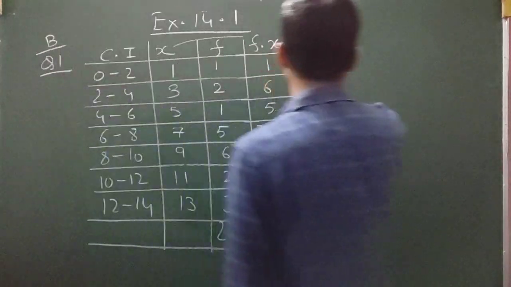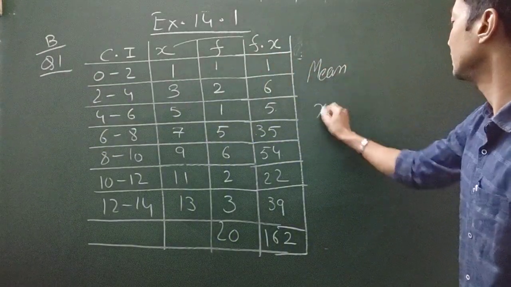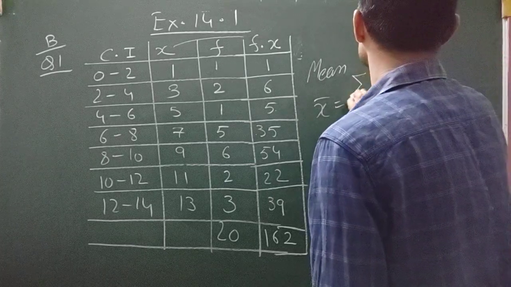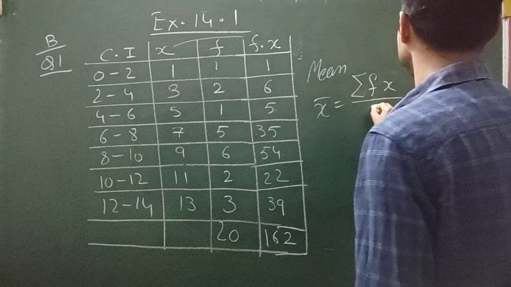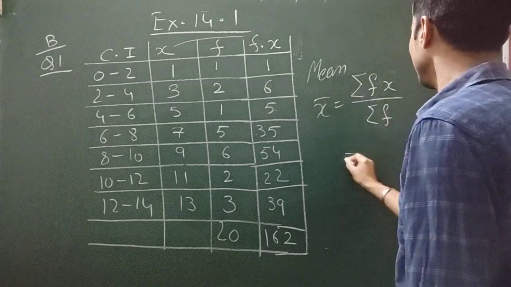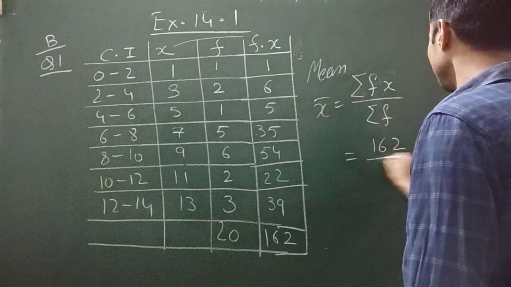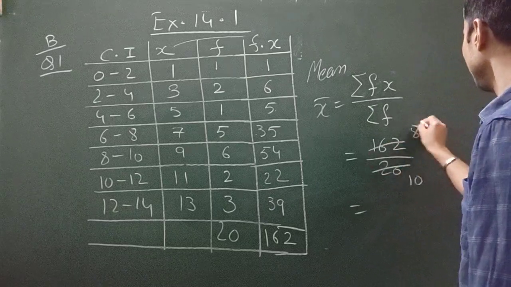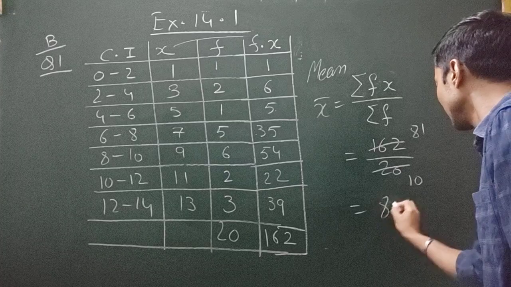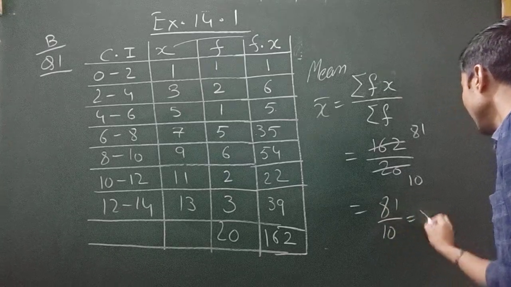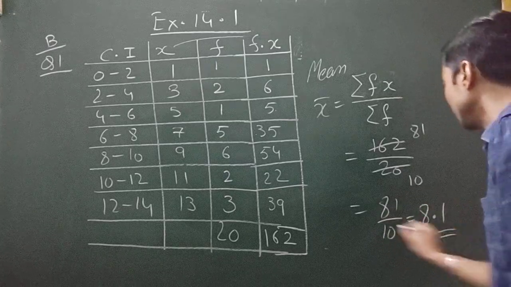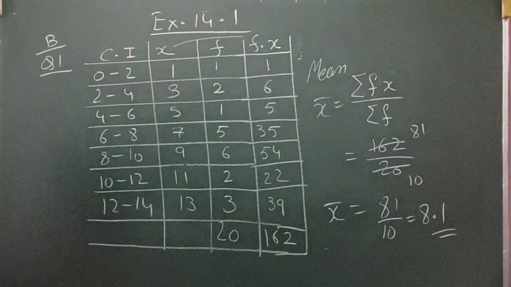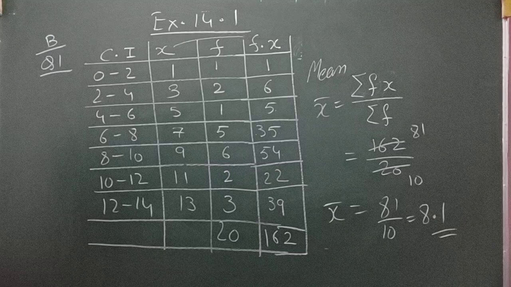That's it. So the mean, that is x bar, is total of f into x divided by total of the frequency, that is 162 divided by 20. So 81 divided by 10, that is 8.1, no need to divide further. So that is the mean of the first question, 8.1.